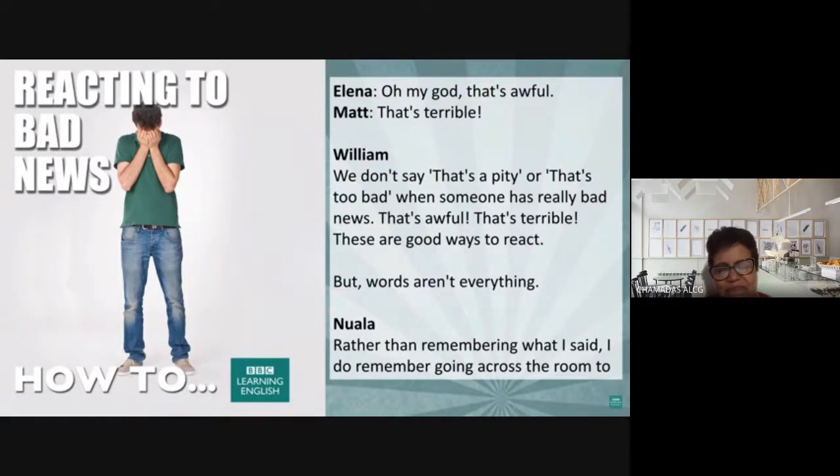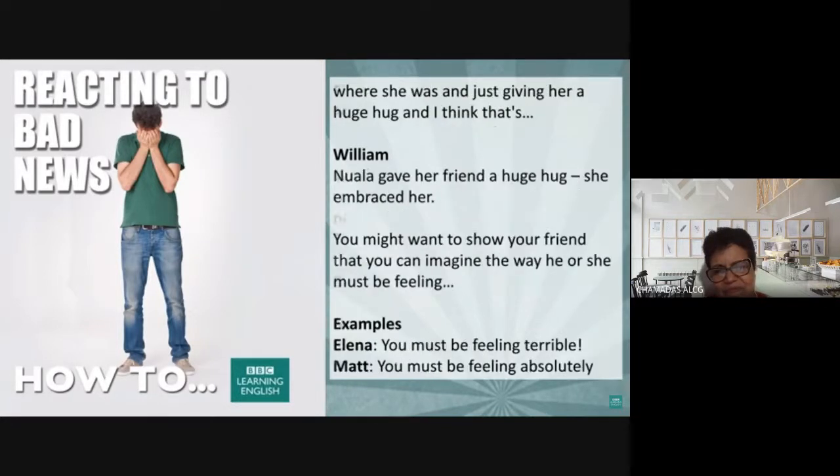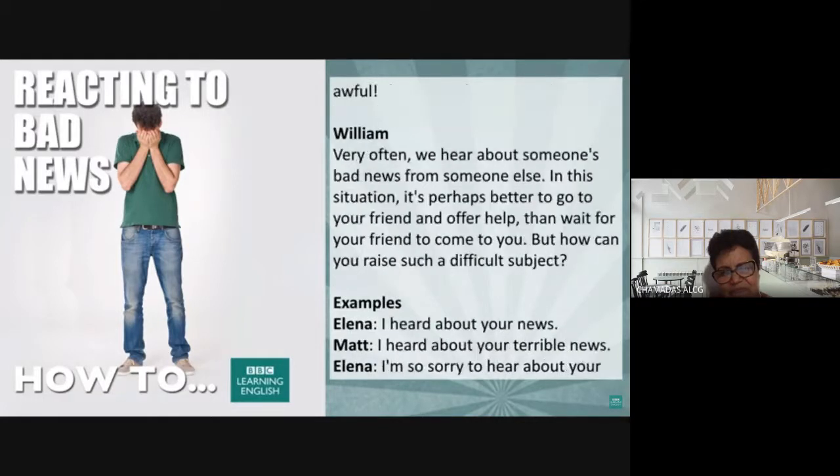But words aren't everything. "Rather than remembering what I said, I do remember going across the room to where she was and just giving her a huge hug." Nuala gave her friend a huge hug. She embraced her. You might want to show your friend that you can imagine the way he or she must be feeling. You must be feeling terrible. You must be feeling absolutely awful.